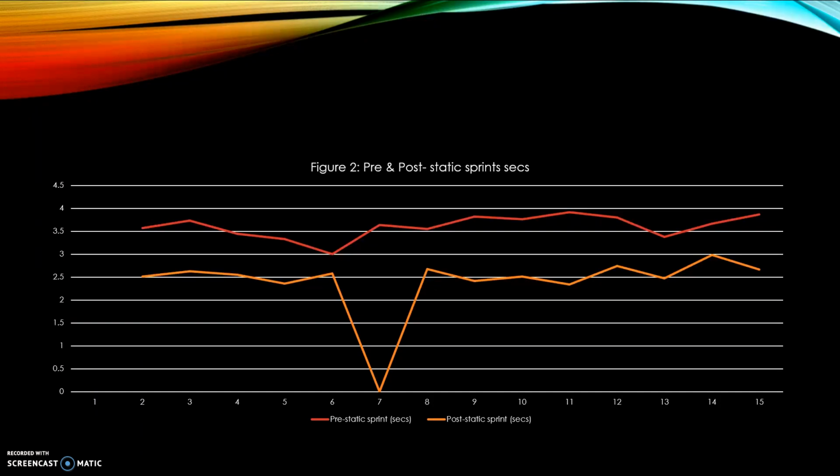For example, my line graph shows the relationship between pre-static and post-static sprints in different individuals. My graph shows that all the individuals had a quicker time in their post-static sprint.